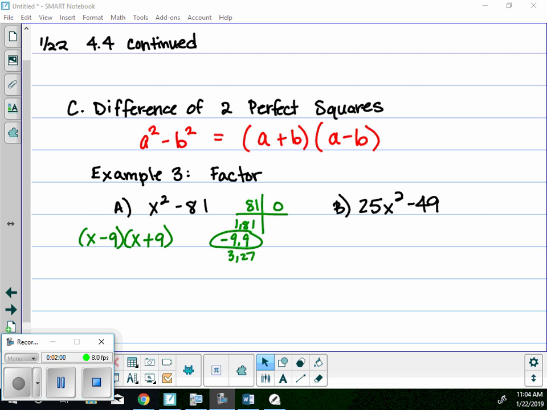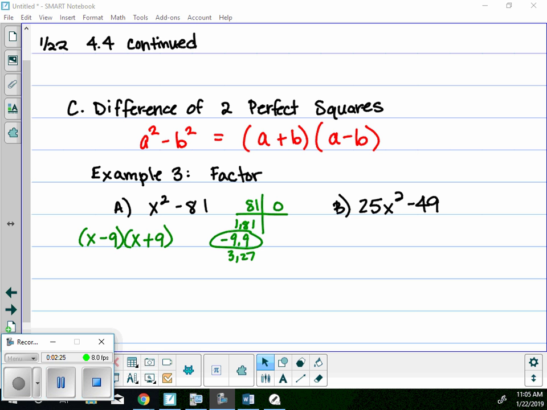Also, x squared is a perfect square, 81 is a perfect square. When we subtract them, it will always factor into the square root of the first thing, which is x, minus or plus, doesn't matter what order you do it in, the square root of the second thing. So square root of 81 is 9. So I know I have to have an x in the front and 9's in the back, one positive, one negative.